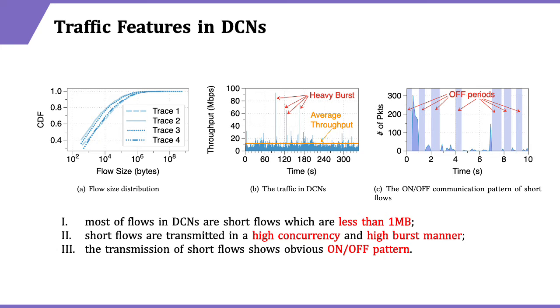We can get three conclusions by analyzing a representative DCN traffic trace provided by Microsoft. First, most flows in DCNs are short flows, which are less than 1 MB. Second, short flows are transmitted in a high concurrency and high burst manner. Last, the transmission of short flows shows a clear on-off pattern.